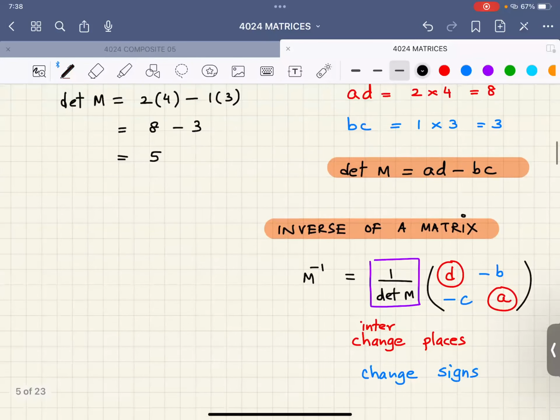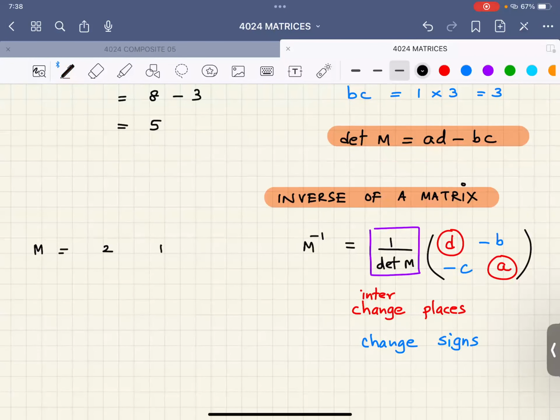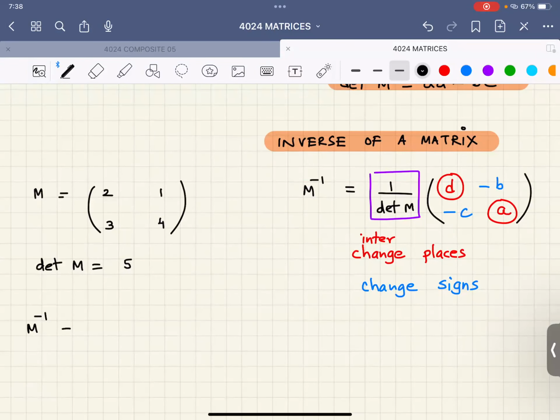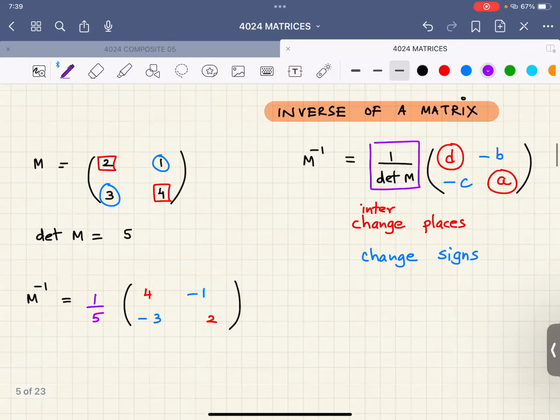So let me evaluate it. So M is what? That is 2, 1, 3, 4. What is determinant of M? That is 5. What is M inverse? So let me write it like this. This is red color. They change places. So 4 goes over here, 2 goes over here. The blue ones, 1 and 3, they change signs. And the purple thing, 1 over determinant, that is 1 over 5. That is how we find the inverse.